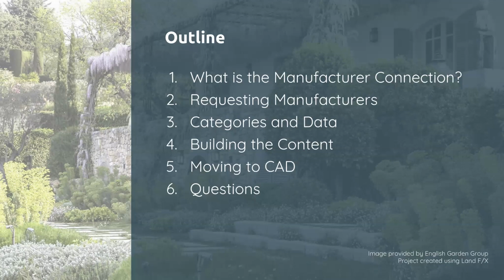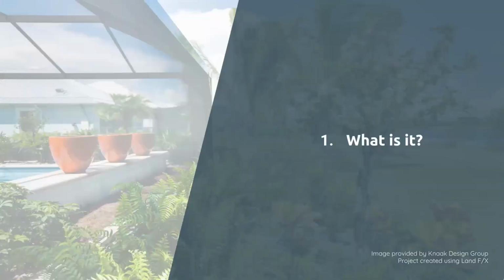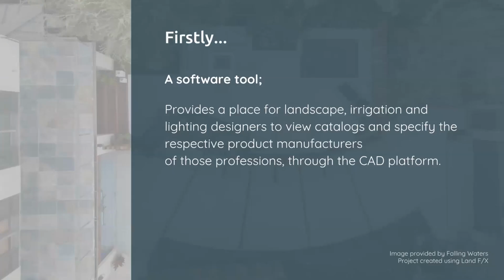It's pretty straightforward. Getting right into it, let's clarify something first. What is the manufacturer connection? We define it as a dynamic combination of two things. First and foremost, it's an easy to use software tool that provides a place for designers to browse catalogs and spec products within CAD.